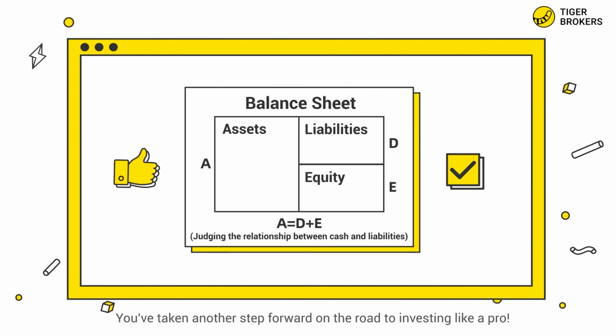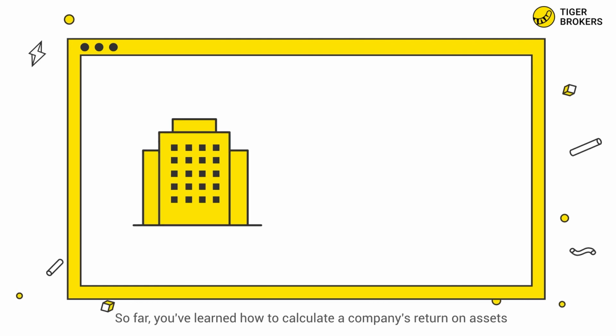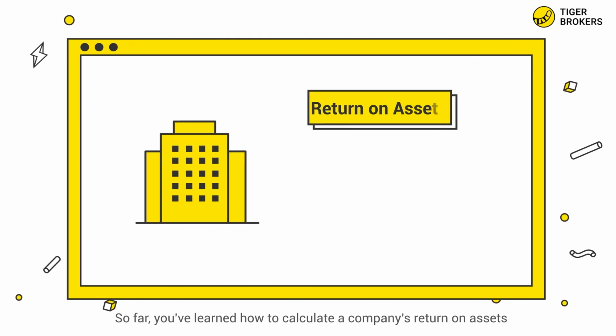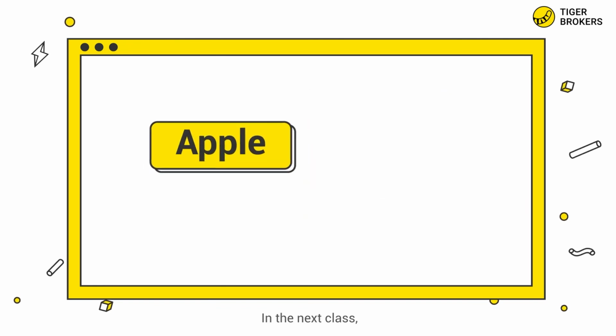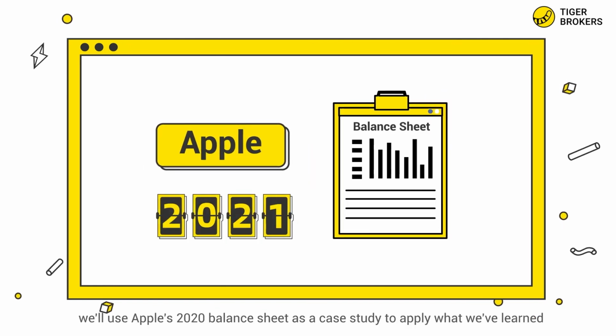Congratulations! You've taken another step forward on the road to investing like a pro. So far, we've learned how to calculate a company's return on assets and how to assess its solvency and profitability. In the next class, we'll use Apple's 2020 balance sheet as a case study to apply what we've learned.